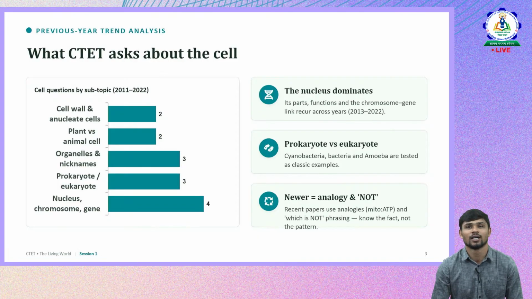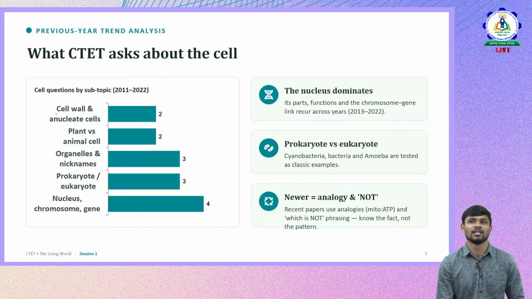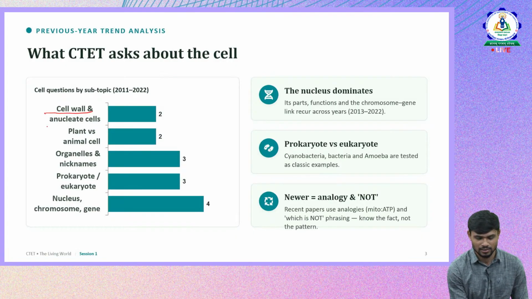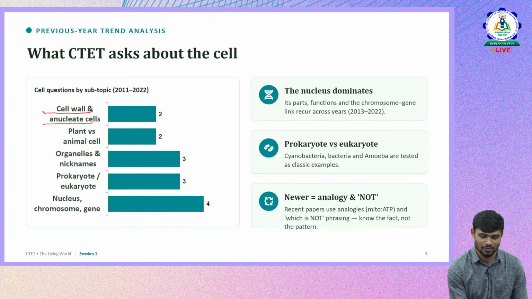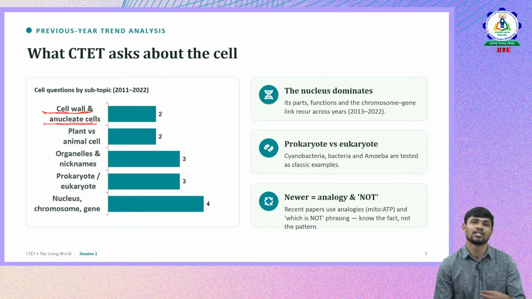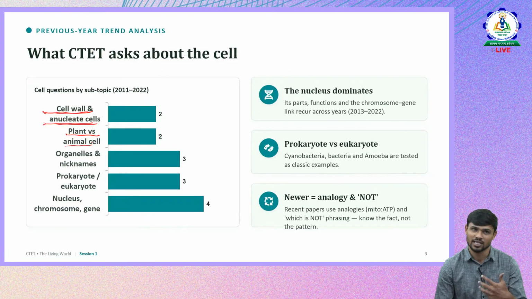Before going into the topic, let us see on what concepts and areas CTET is trying to test the people who are giving the exam. Okay, so the major concepts repeatedly touched upon are the cell. It's about the cell and cell structure, especially with respect to the cell wall and anucleate cells, that means with respect to the nucleus of the cell. Then plant cell versus animal cell, which is again repeatedly asked. Then organelles of the cell. What are the different organelles of the cell? What are their functions, and what is their role inside the cell?